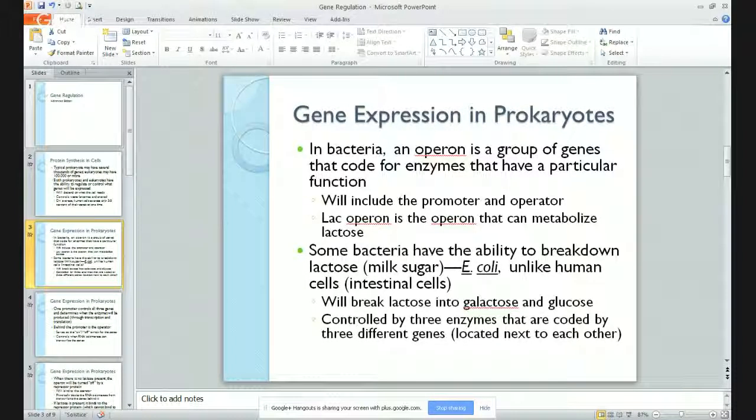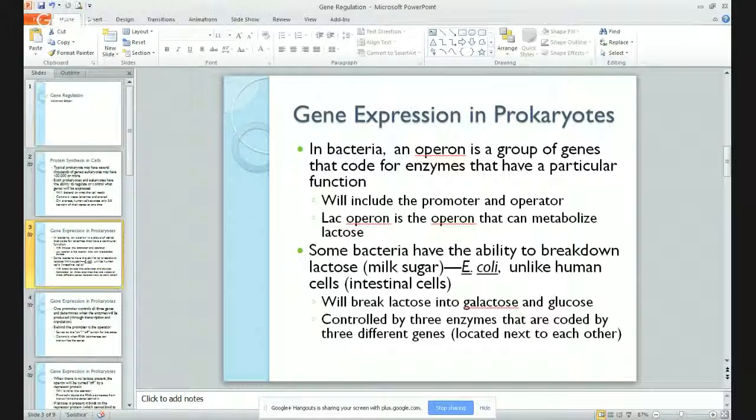So in bacteria, one of the more well-known ways of gene expression is going to be the lac operon. The lac operon is very specific to lactose, but an operon is just a group of genes that code for the cell to make certain enzymes that will do, obviously, a certain job.